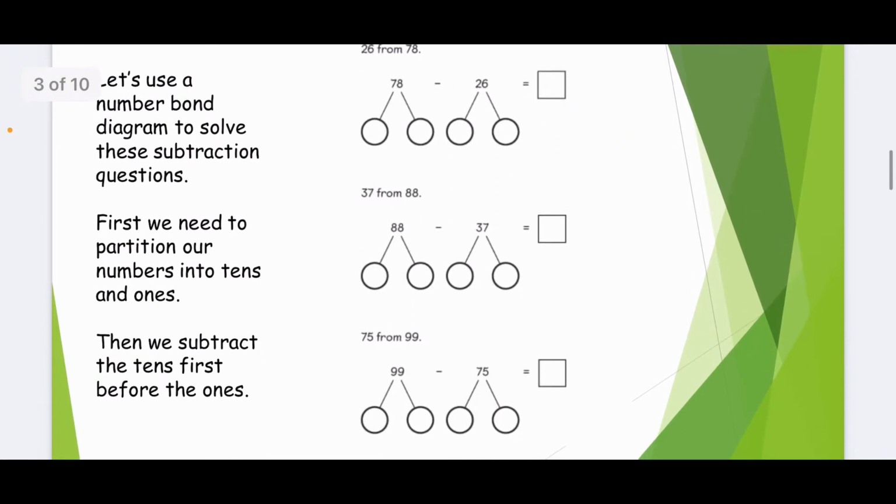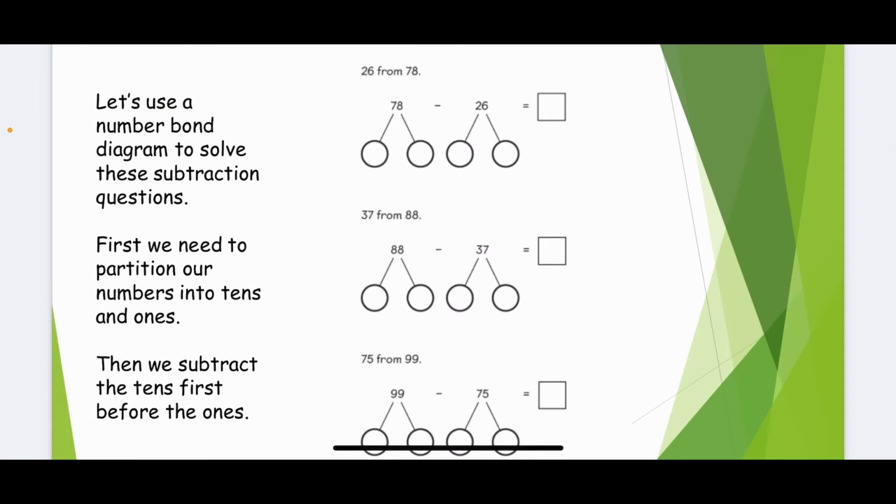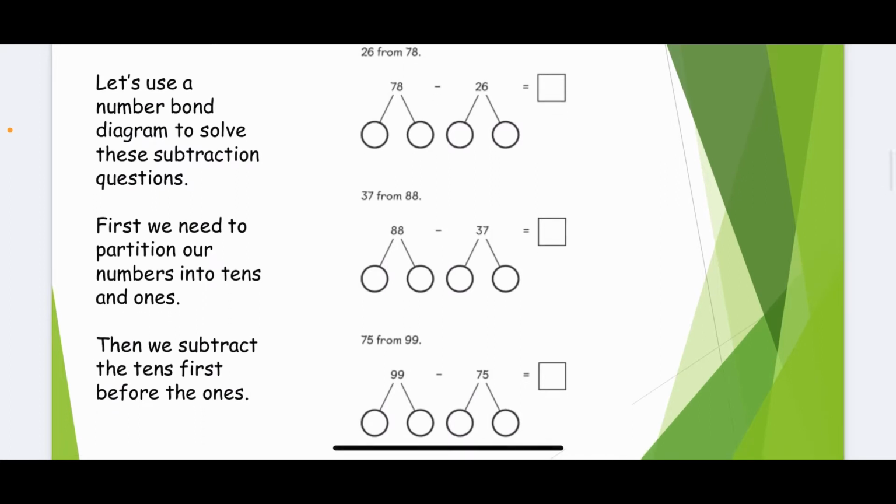So, to start with, let's use a number bond diagram to solve these subtraction questions. First, we need to partition our numbers into tens and ones, which we've been doing lots of practice on in the last few weeks. Then we subtract the tens first before we subtract the ones. So if you want to pause the screen here, you can try to complete these questions on a piece of paper or a whiteboard if you have one, and give it a go.